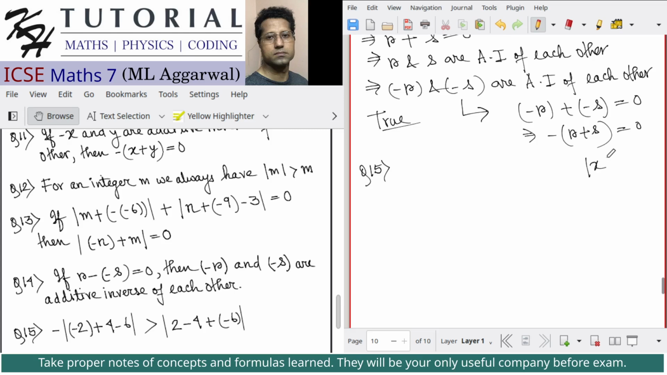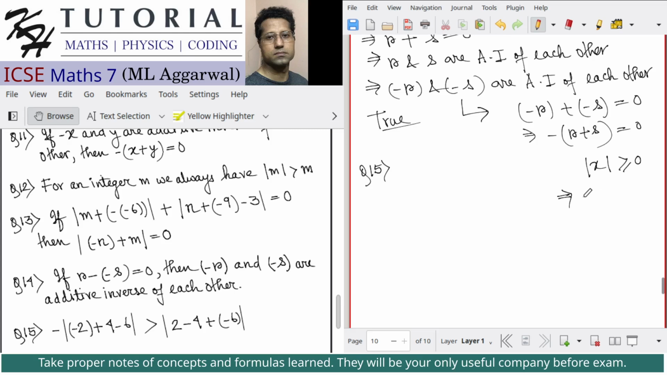mod of x is always a non-negative integer. That is, it will always be greater than or equal to 0. So it is true that for any integer x, mod x or absolute value of x will always be a non-negative integer. That is, its value will be either 0 or greater than 0.